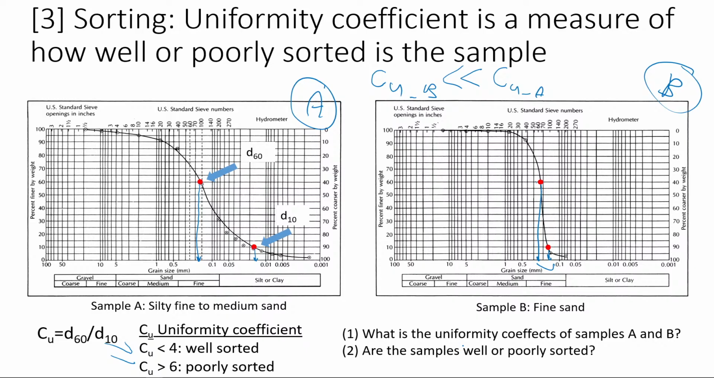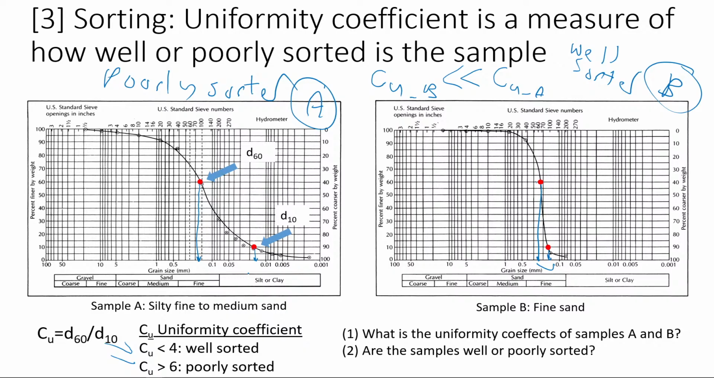And I can tell you that this would be well sorted, and this would be poorly sorted. Why would this be well sorted and this poorly sorted? Because you see here, their grain sizes are very near to one another, but here, 60% passes here and 10% passes here.